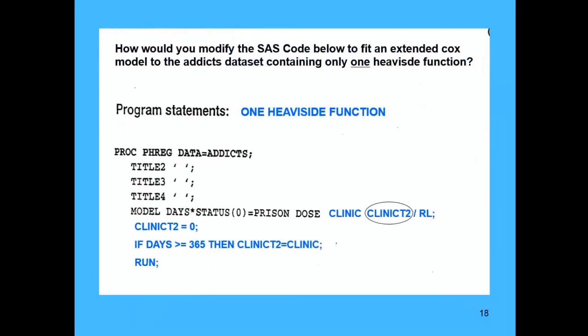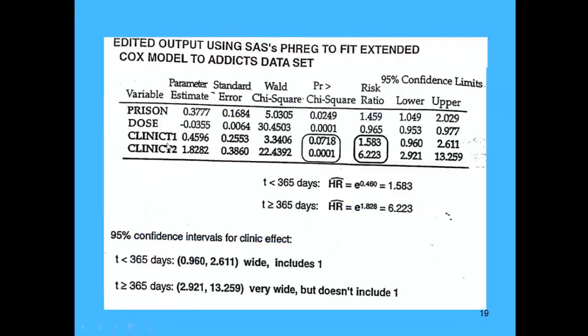So e to the delta 1, e to the 0.4596, you see what it is, 1.583? E to the 1.8282 is 6.223. And then I get a confidence interval around it, and I get a test of significance, a Wald test. Now, think about what you got here.